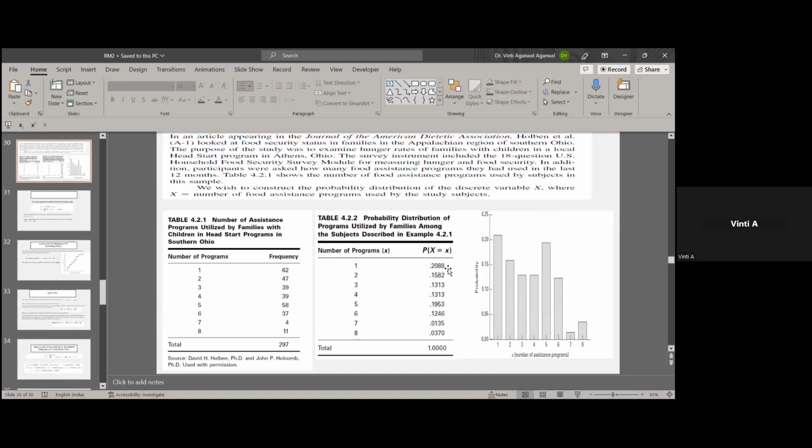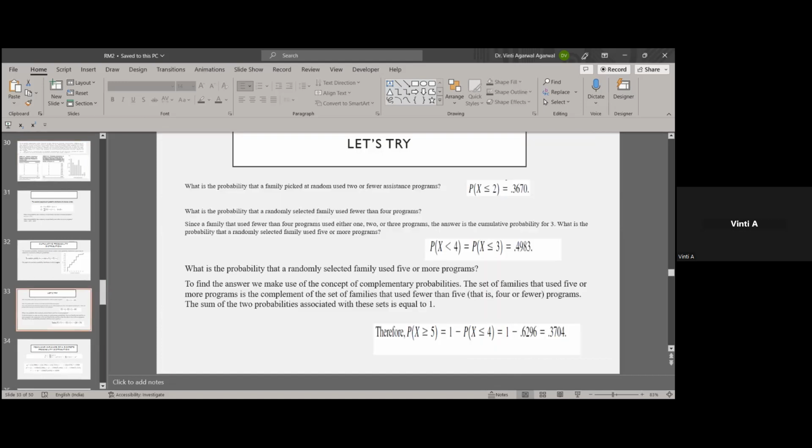Less than or equal to is 0.2088, 0.1582 plus 0.1313 plus 0.1313. If I add this up, it will come to 0.6296. So I will get this probability. Okay, so this is a basic understanding of probability in the case of a discrete probability distribution.